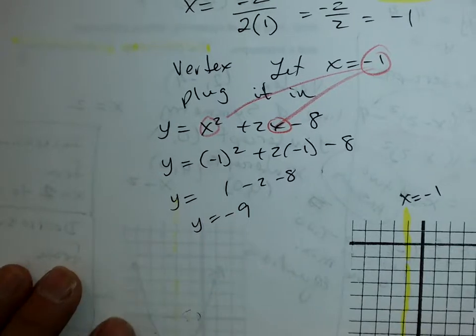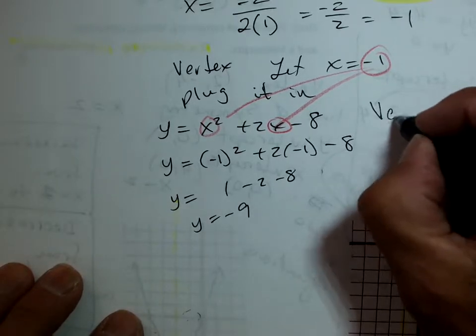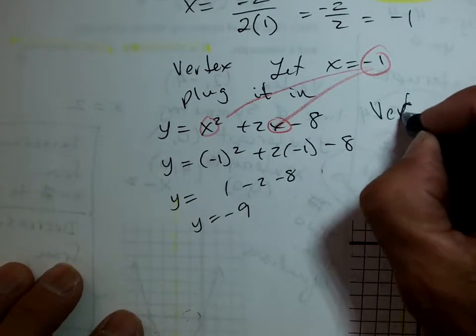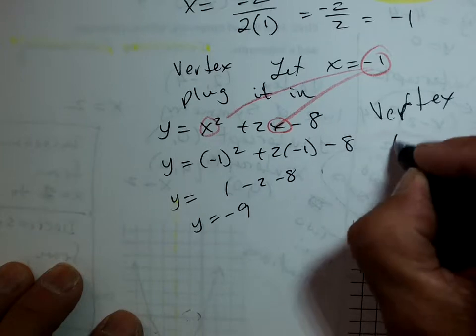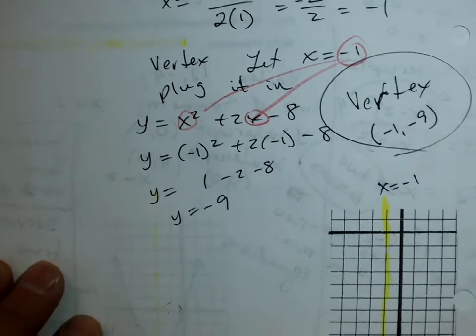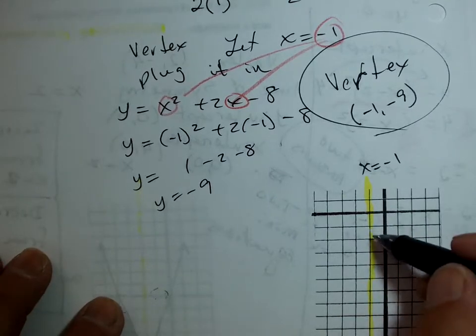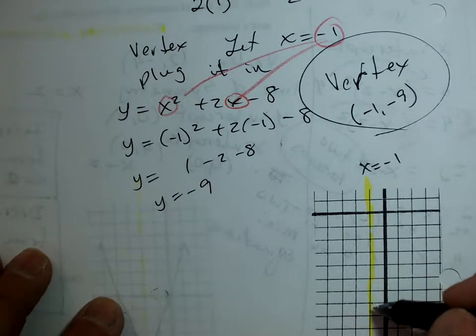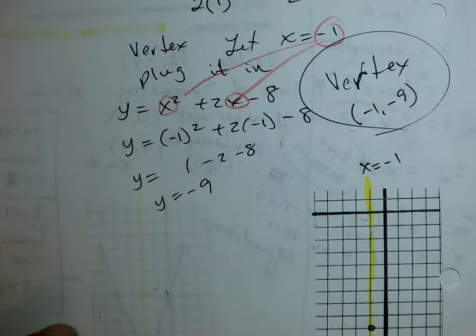So I know the vertex now. The vertex is at negative 1, negative 9. That's my vertex. 1, 2, 3, 4, 5, 6, 7, 8, 9. Okay? How am I doing? Pretty easy?